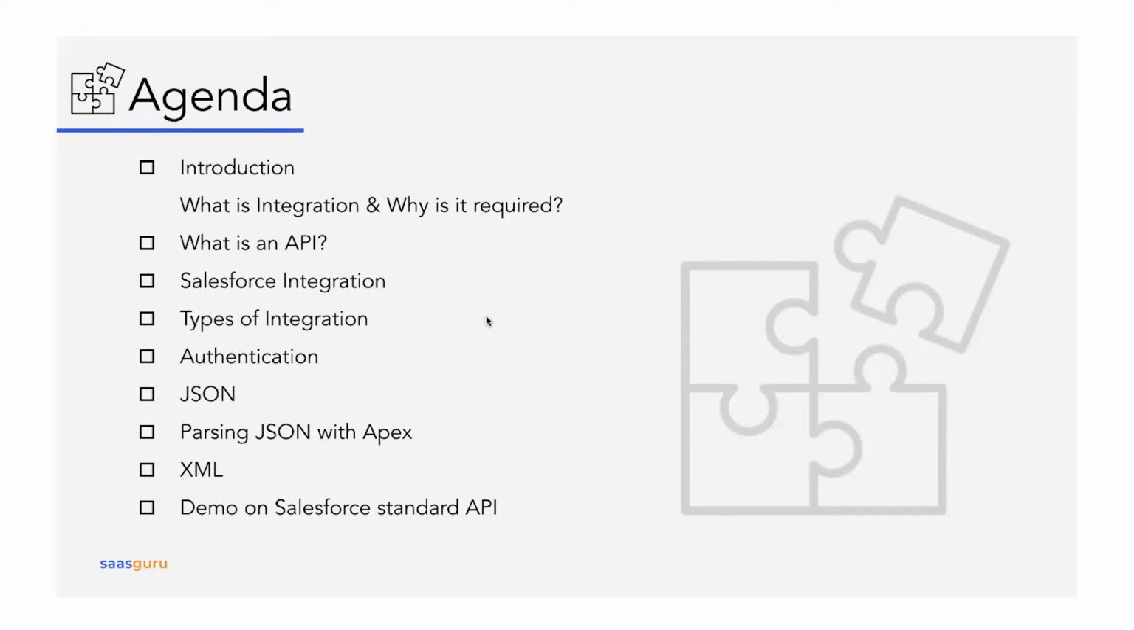Then we have JSON. JSON is basically a data format which we'll be talking about, and then how to use JSON with Apex just on a higher level. And then we'll also be talking about XML, right? And we'll conduct a demo on standard APIs and tools to be used with that.